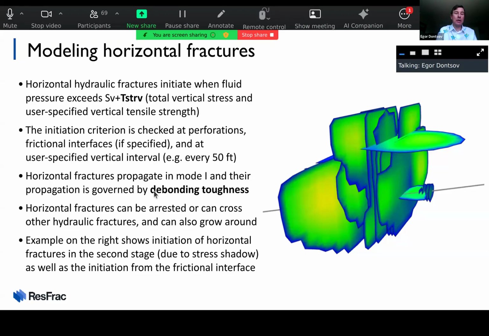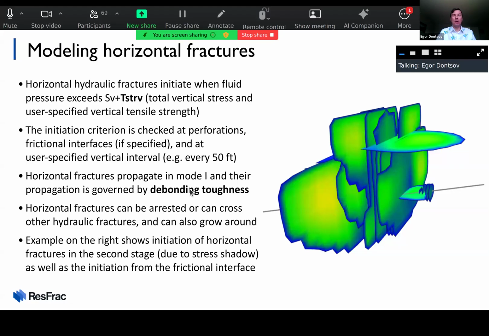The second parameter I call debonding toughness. For vertical fractures we already have vertical toughness, but for horizontal fractures we are propagating along layers, so it's really, really weak. We need to use a new fracture toughness value, which is very, very small, because the rock is very weak along these interfaces. So I call it debonding toughness, or delamination toughness.